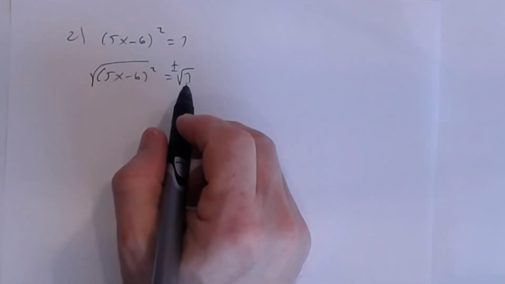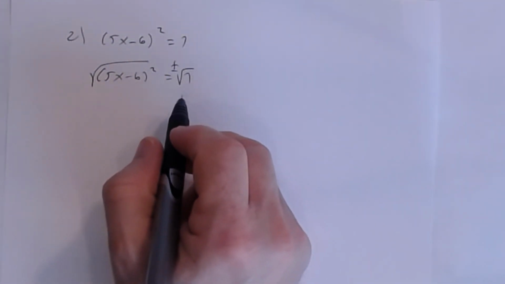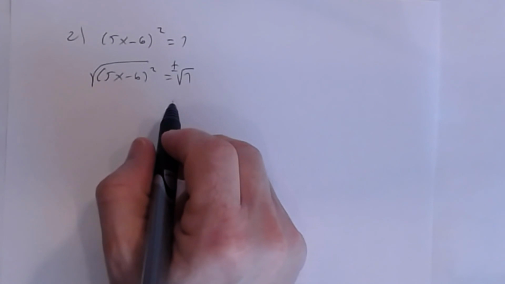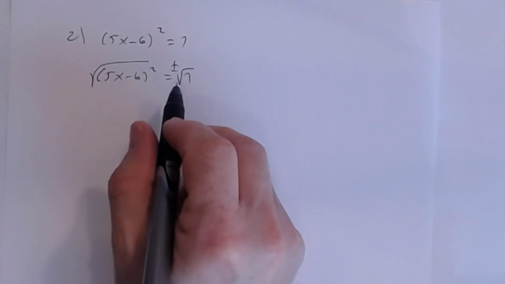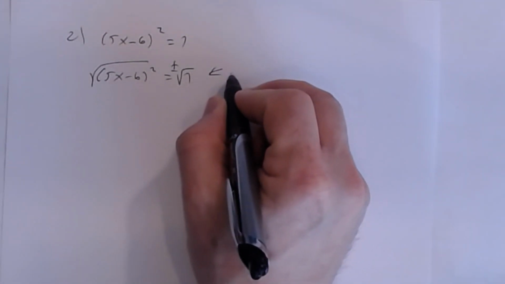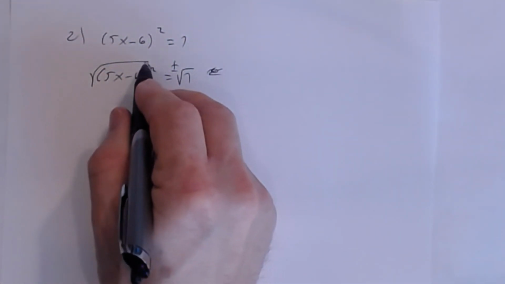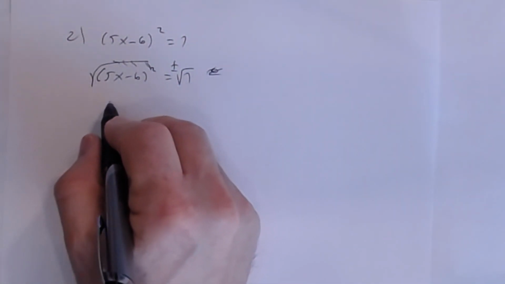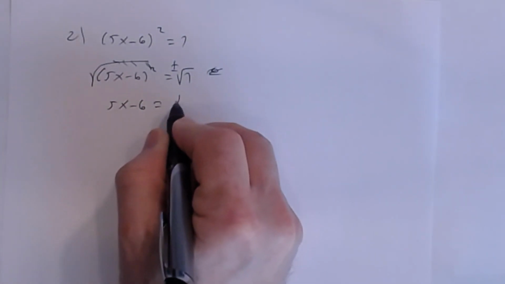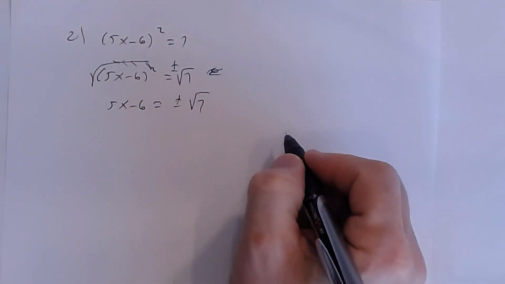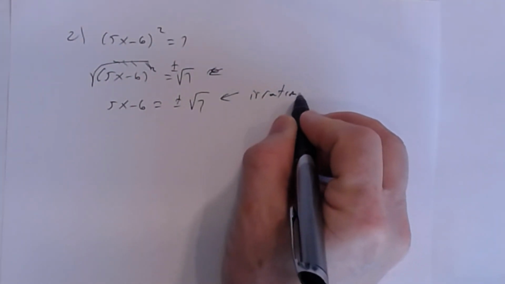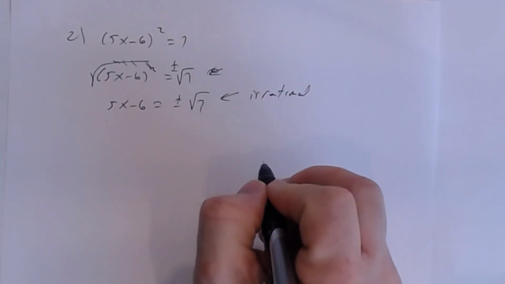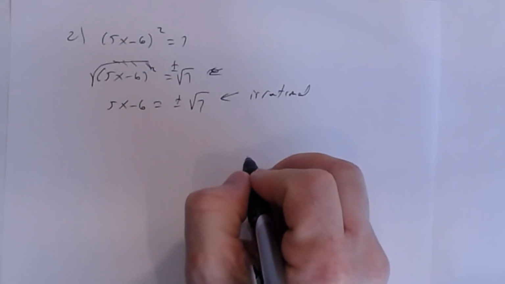Notice this time, though, that 7 is not a perfect square, so I cannot simplify the square root of 7. Let me go ahead and rewrite this over, so the square and the square root cancel each other. What I end up with is 5x minus 7 equals plus or minus the square root of 7. And remember, the square root of 7 is an irrational number, so you're going to end up with irrational solutions.